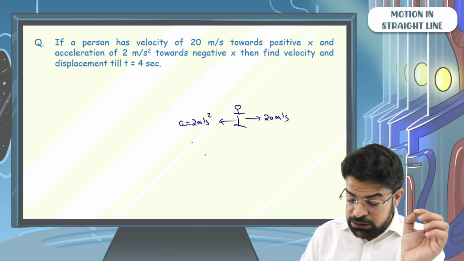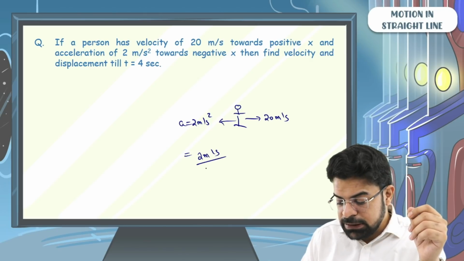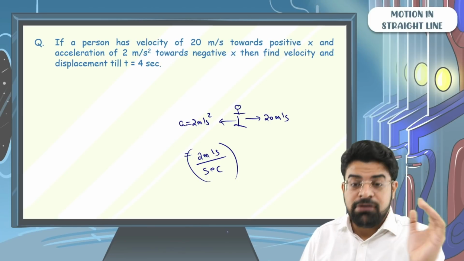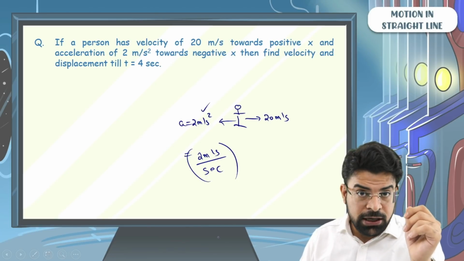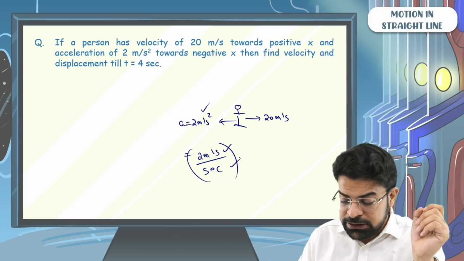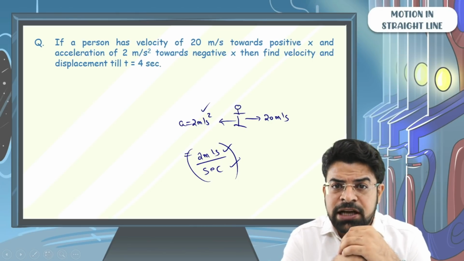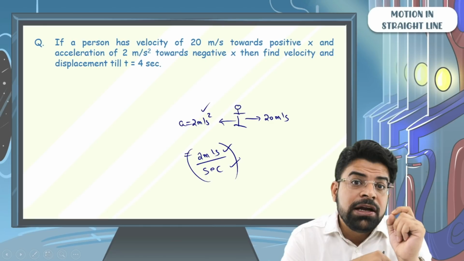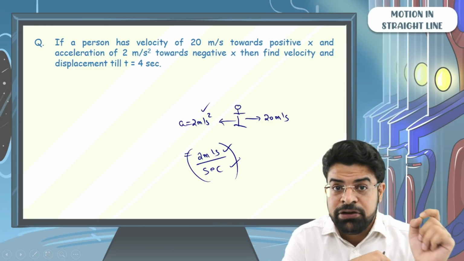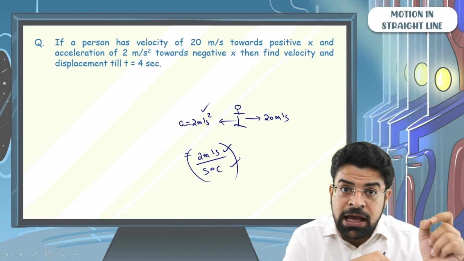I taught you guys, always think of acceleration not as 2 meter per second square, think of it as 2 meter per second per second. So when I say that acceleration is towards negative x equals 2 meter per second square, it means that acceleration is towards negative x equals 2 meter per second per second. When I say that acceleration of 2 meter per second is towards negative x, it means that in the negative x direction, the velocity will increase by 2 meter per second every second.